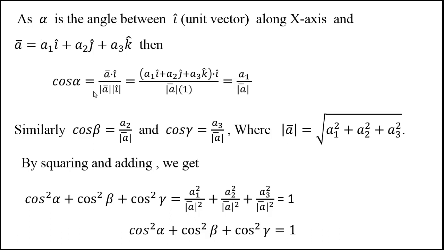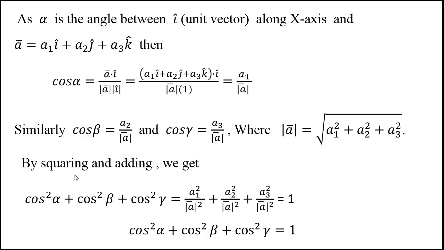So cos alpha is equal to a bar dot i upon the product of their magnitudes. If I simplify this, I get cos alpha is equal to a1 upon magnitude of a bar. Similarly, cos beta is equal to a2 upon magnitude of a bar, and cos gamma is equal to a3 upon magnitude of a bar. Now what is the magnitude of a bar? Magnitude of a bar is root of a1 square plus a2 square plus a3 square.